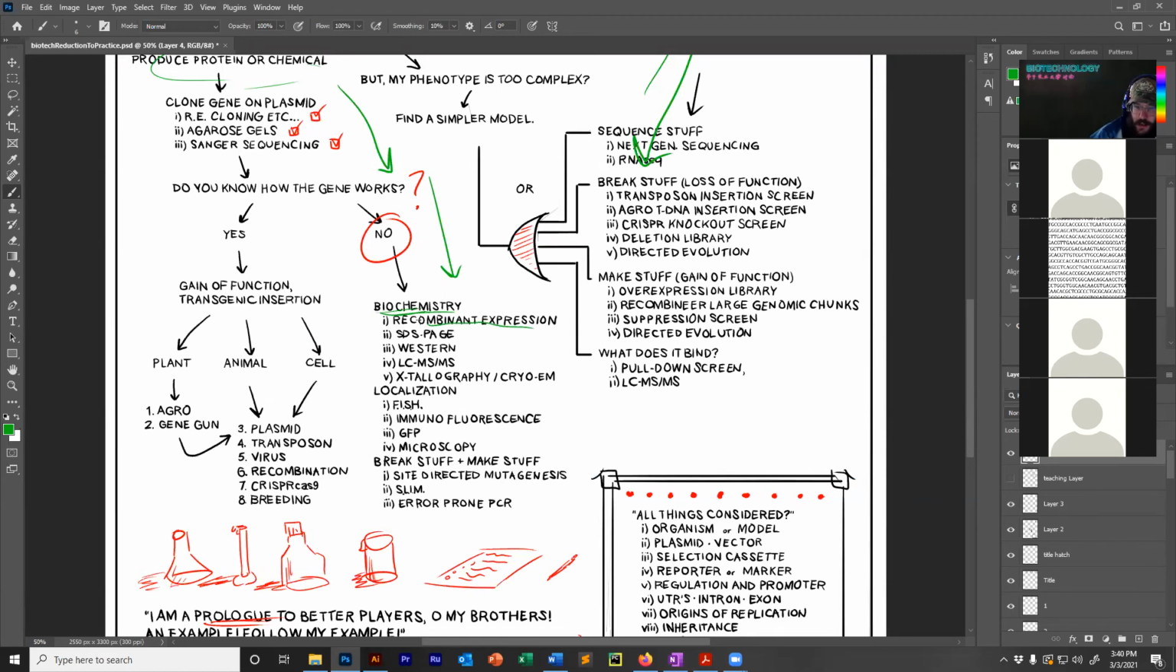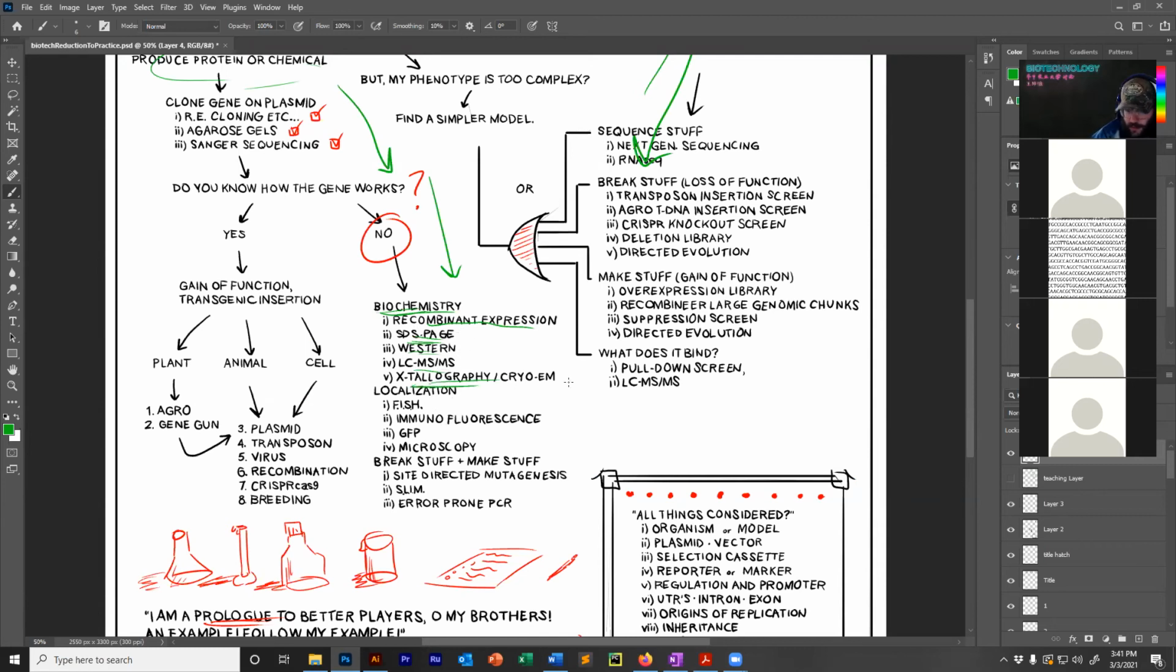You're going to have to express it. You're going to have to do some SDS-PAGE gels to make sure that it's being expressed. Probably you're going to have to do some Westerns to either figure out where it's localizing or make sure that you're expressing the right thing. Maybe you'll do some mass spectrometry to identify what it's interacting with.